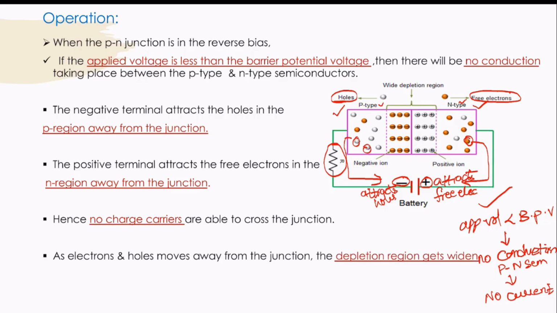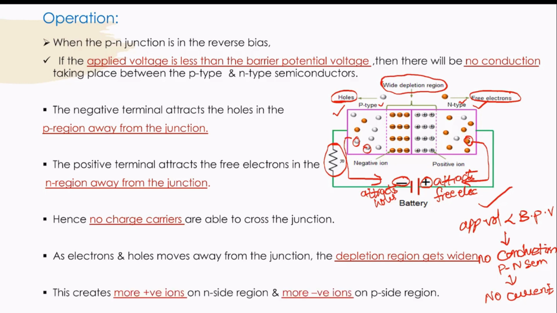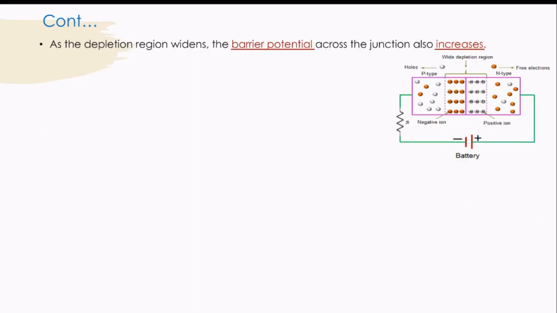So as the electrons and the holes move away from the junction, the depletion region gets widened. So due to this, in the case of the reverse bias PN junction diode, the depletion region gets widened and this creates more positive ions on the N-side region and more negative ions on the P-side region. So if you observe here, these are the more negative ions on the P-side region whereas these are the more positive ions on the N-side region of the depletion region. So as the depletion region widens, the barrier potential across the junction also increases.